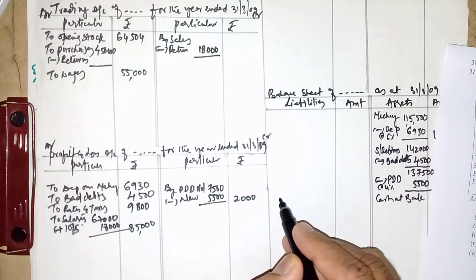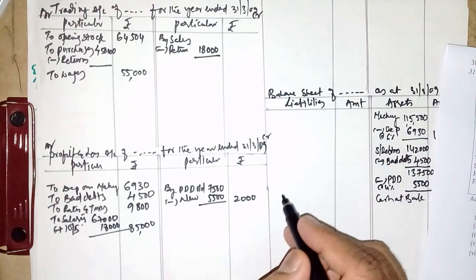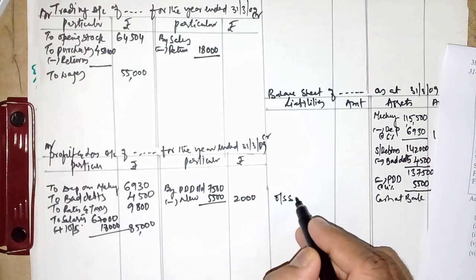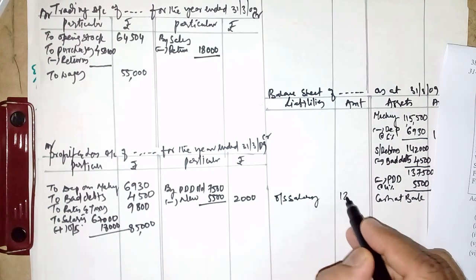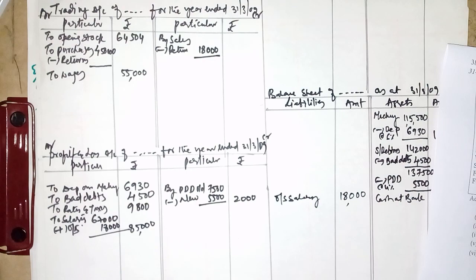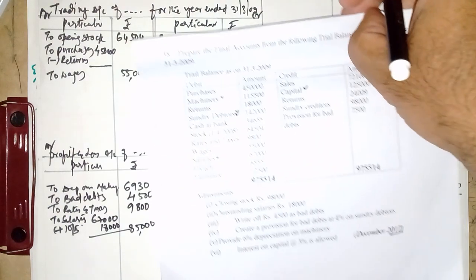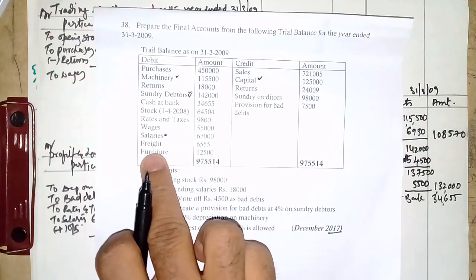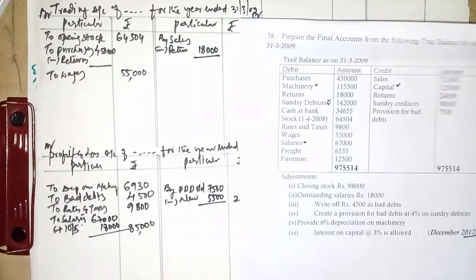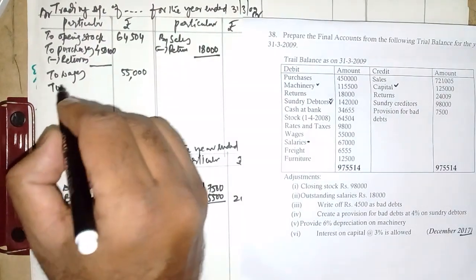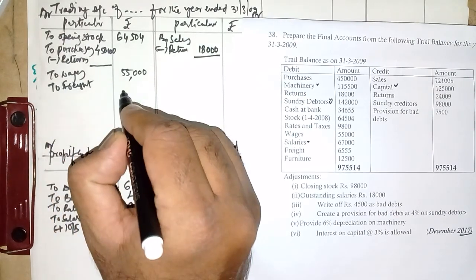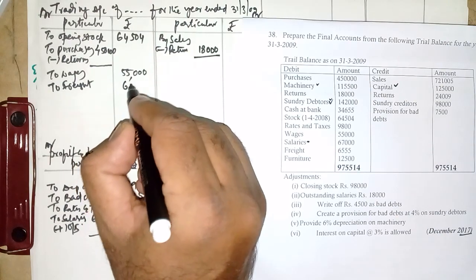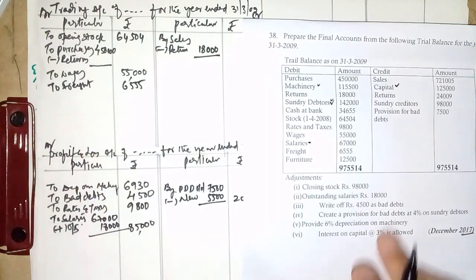So we write here, leaving the place for capital and all, outstanding salary. How much? Only 18,000 will be written as a liability. Still it is payable. Right. Then freight. Freight is a direct expenditure. To freight, the value is 6,555.